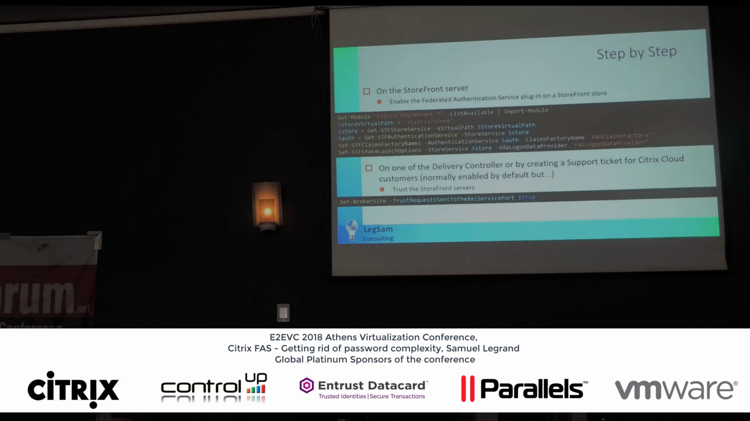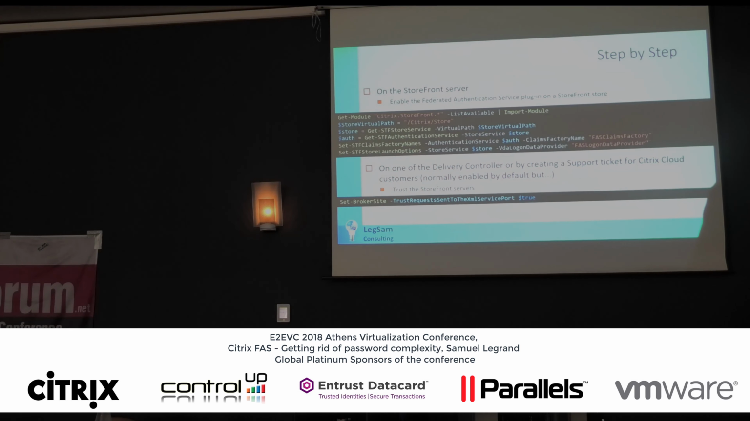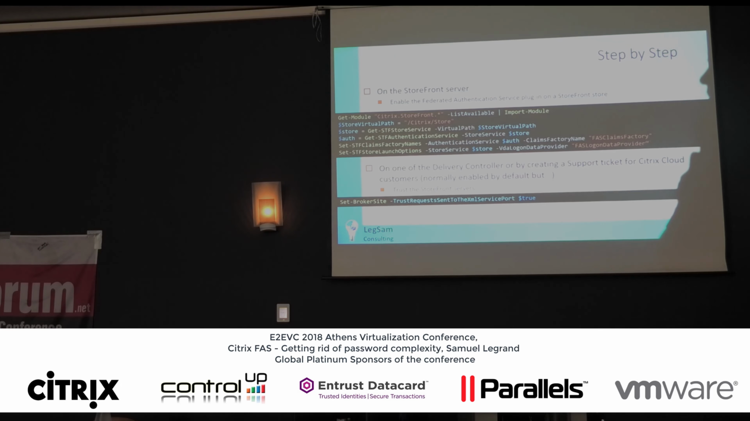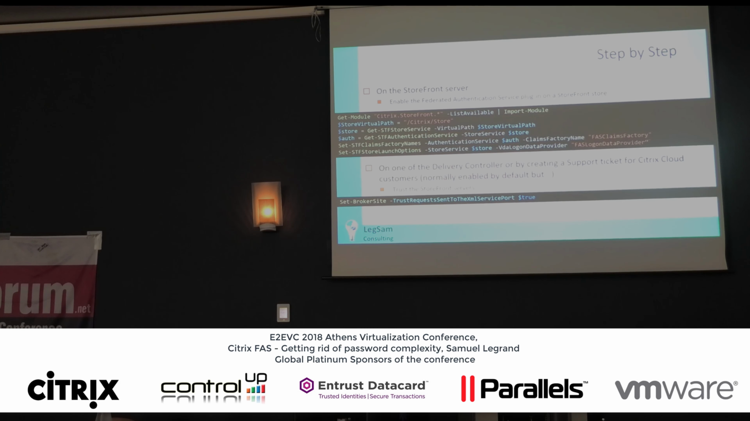So we succeeded in installing and configuring the FAS server. Now we need to do some configuration of the access chain, so the storefront and the delivery controller. On the storefront you have a small script to launch. For now it's not available in the GUI, so you need to copy paste the script. Basically it dedicates one store to the FAS communication.